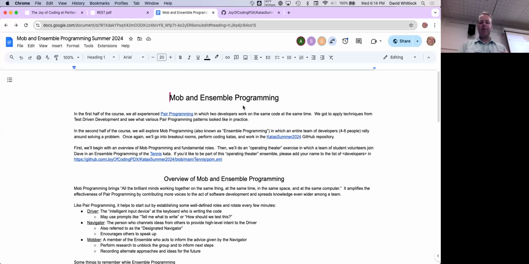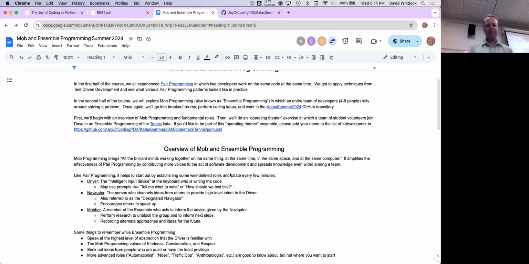Okay. Let's talk about mob programming. So in Slack, I posted a link to this handout. I was telling people before I started the recording, I don't even remember last Wednesday. It seems like it was a month ago. So we've all been really busy. But just as a reminder about mob programming and what we're doing tonight.